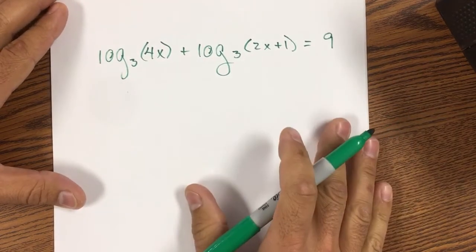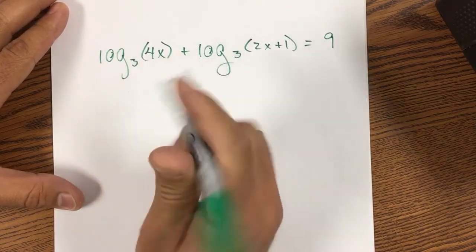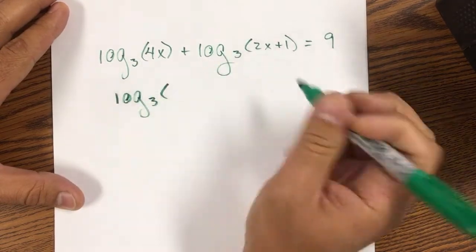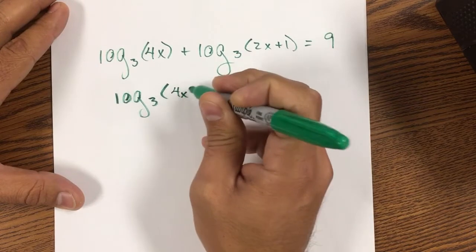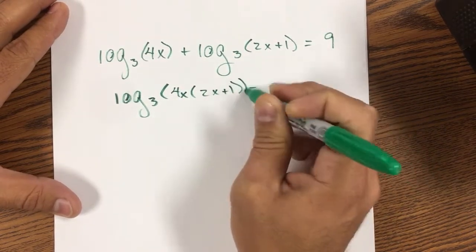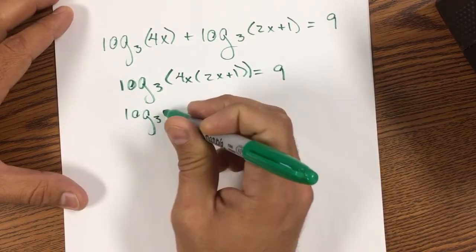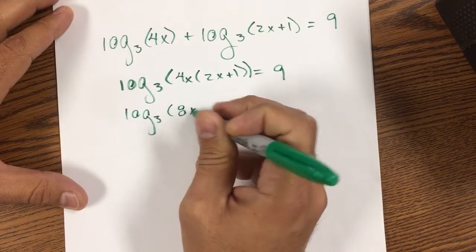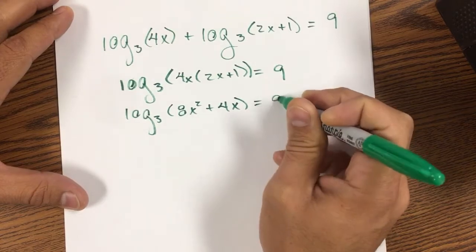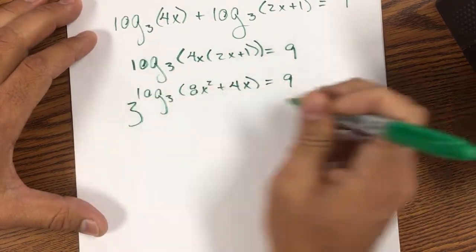So what I'm going to do is follow my rules. My rules say that when they're the same base and it's addition, I can multiply the ofs together. So 4x times 2x plus 1. I'm going to distribute that. Now I'm going to exponentiate to get rid of the log, so I'm going to go 3 to the power of 9.